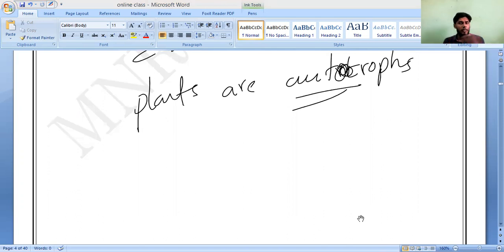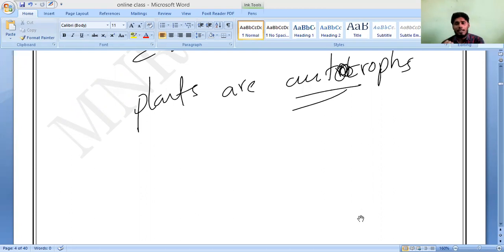If you take any green plants, suppose wheat or rice or apple or any plant in our surroundings, they all look green in color. Yes or no? Every tree, big or small, has leaves that are green in color. Crops like wheat and rice are green plants, which means they are autotrophs and carry the autotrophic mode of nutrition.